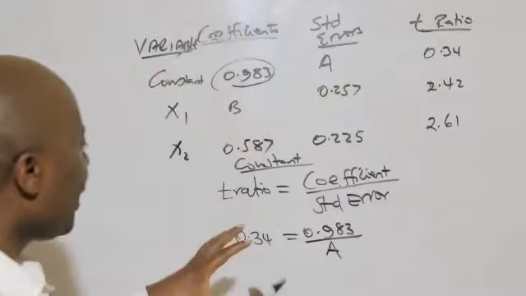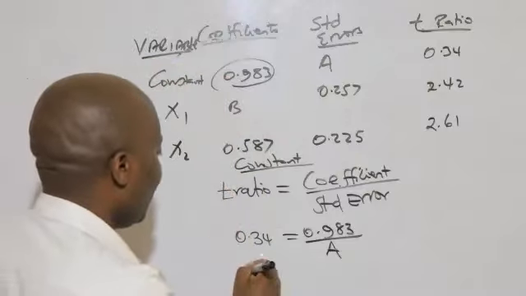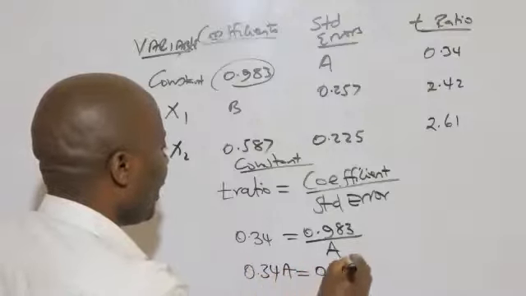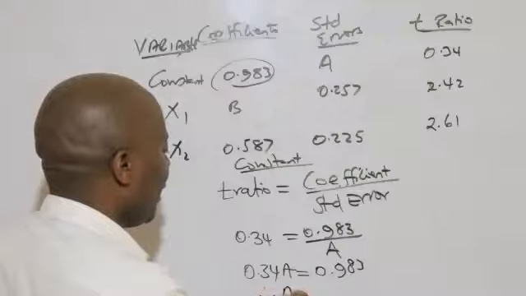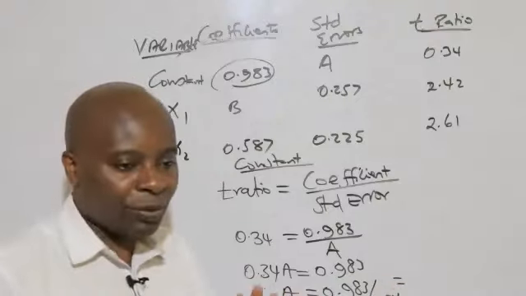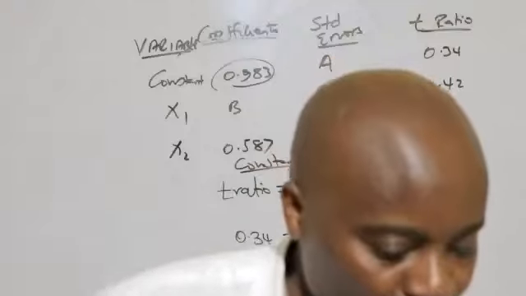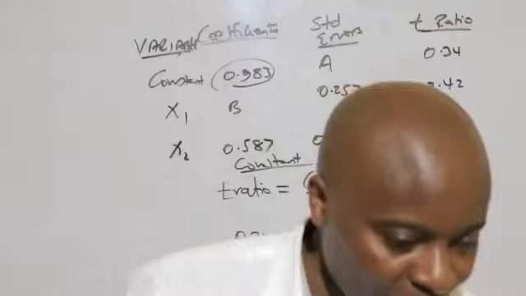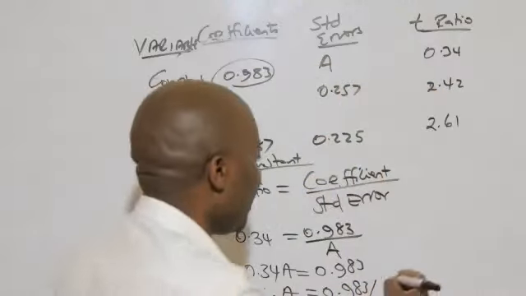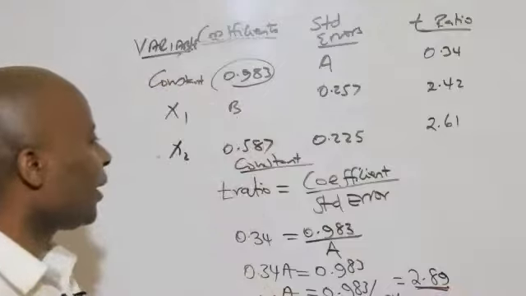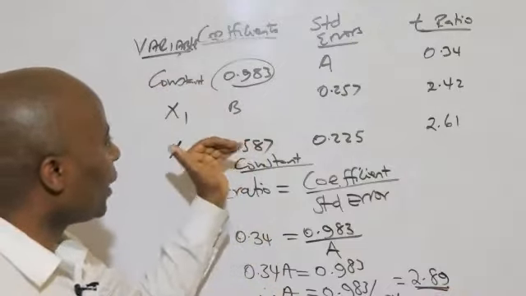So if you try making A the subject of the formula, then this will be 0.34A equals 0.983, implying that A will be 0.983 divided by 0.34, which will be equal to what in terms of 2 decimal places? I'm being given a figure of 2.89 by Edith. 2.89. Okay. So we've been able to evaluate the constant.